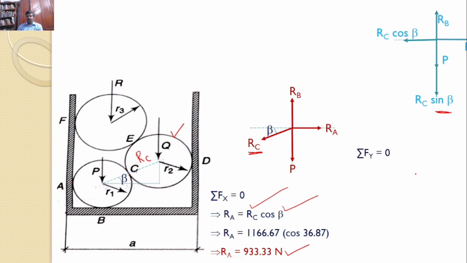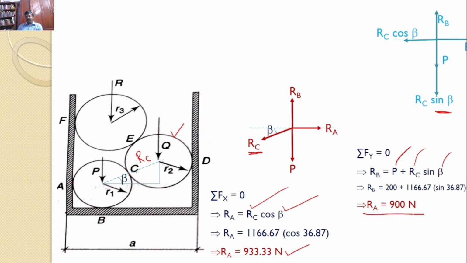Similarly, sigma Fy is equal to 0 and you can find RB is equal to P plus RC sin beta. P value is known, RC is known, beta is also known. So you can substitute all the values and you can find the value RB. RB is equal to 900 newtons. All these are the answers for the given problem.